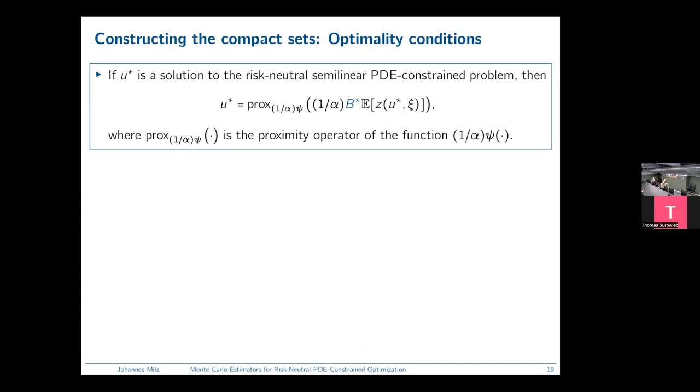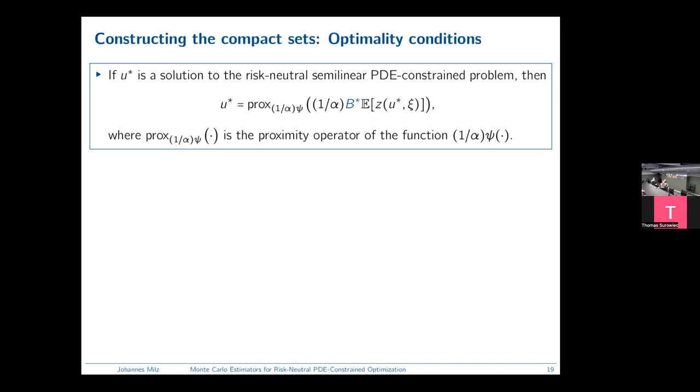So now we just need to have a look at optimality conditions, and then we will find our compact subset. If you're given a solution to our risk neutral PDE constrained problem, then we have such an identity. It tells us that U is equal to the proximity operator of some expression. And this expression involves our operator B star. For us, it's not really important what the proximity operator is for this particular case. It's just important that this proximity operator yields this fixed point type equation, and we will need that it is a continuous function.